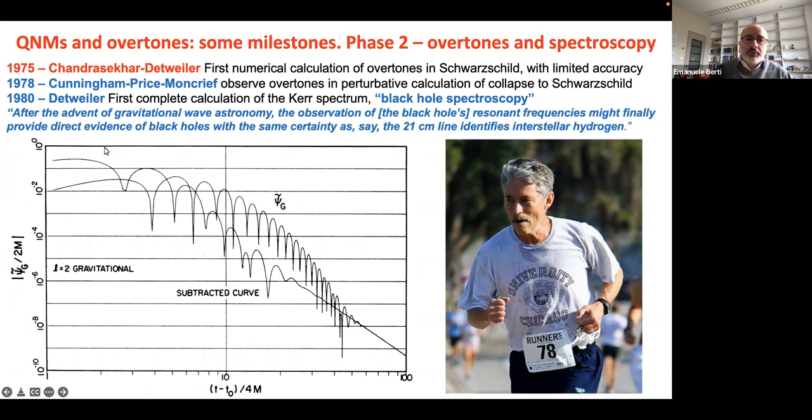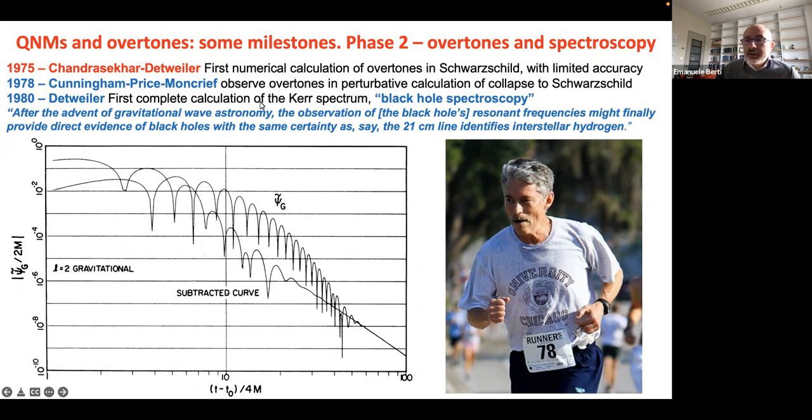And what they observed is that not only the fundamental mode of black holes was observable in the spectrum, but also the overtones, these higher modes for a given value of L. And here you see a plot from Cunningham, Price, and Moncrief, where they fit the first damped exponential to the spectrum, then they subtract it, and they see that the remainder also looks like a damped exponential with the right frequency and damping time.